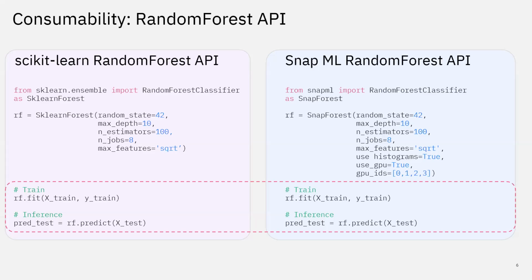Finally, when we look at the actual training and inference, you see that it adheres to the scikit-learn API. We have fit, predict functions, we have predict_proba, score, and everything that's defined by the scikit-learn API.